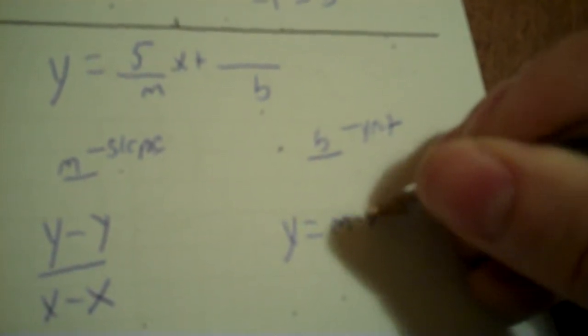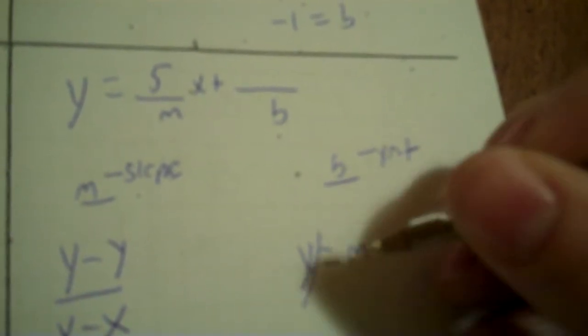Okay, then b is found the same way. Y equals m times x plus b. So m is 5. X, y, it doesn't matter. I'll pick the 10 and the 2. Okay, b plus 5 times 2 is 10. So you subtract 10 from both sides. 10 minus 10 is 0. You get a b of 0.